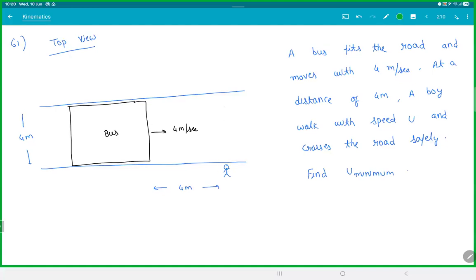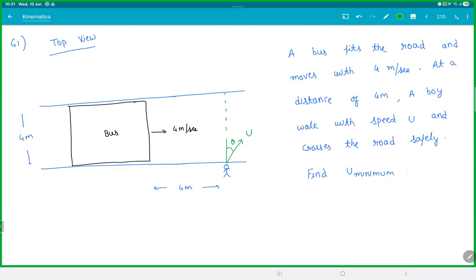In case you're still wondering, this is how you start. Let the boy walk with speed u at an angle theta. So theta is a variable. For different thetas, he'll go with different speeds. In that, there is a particular theta for which you get a minimum speed. So that's how you start.